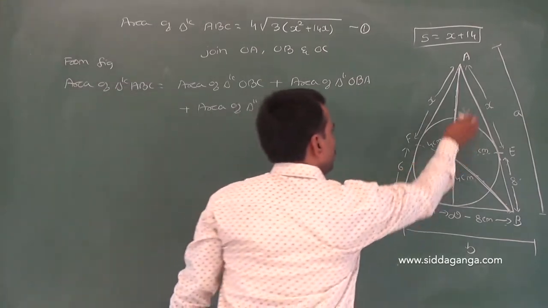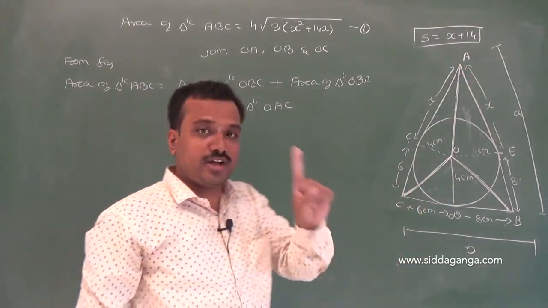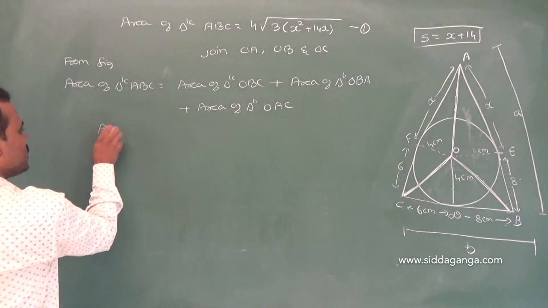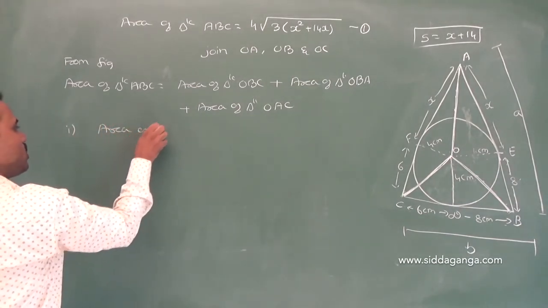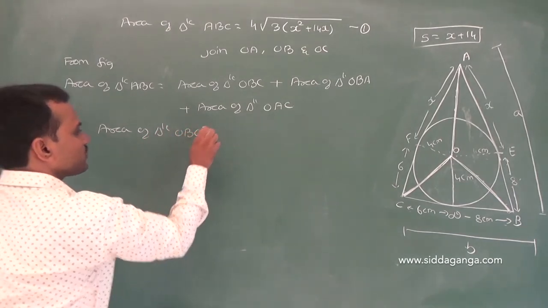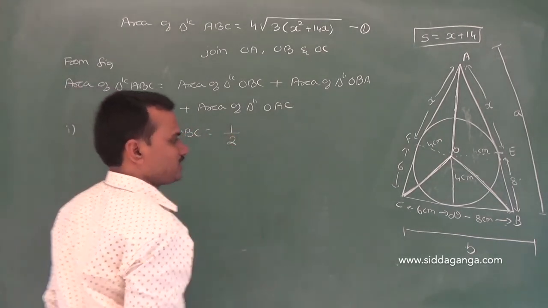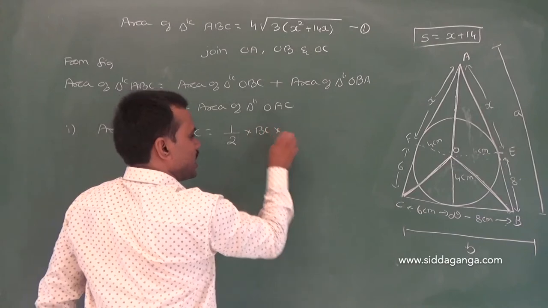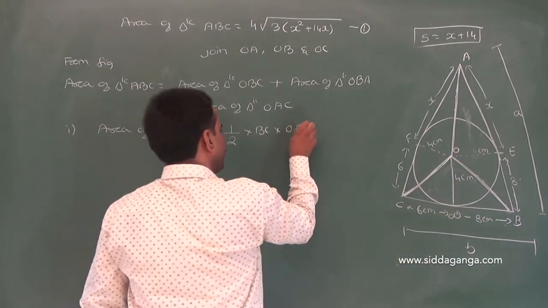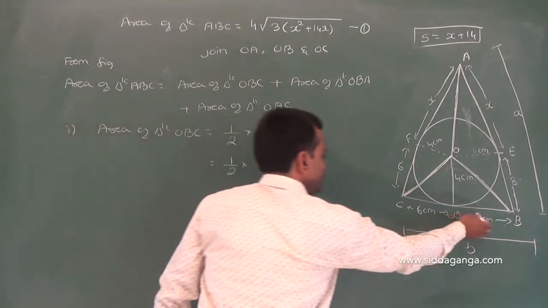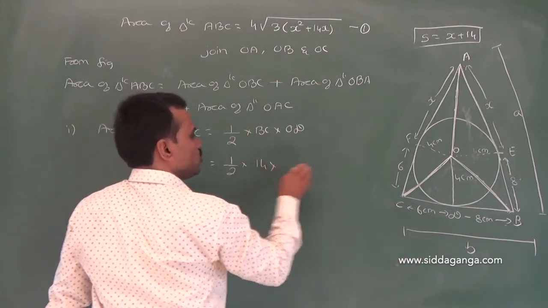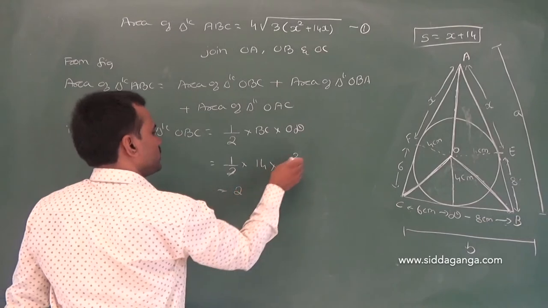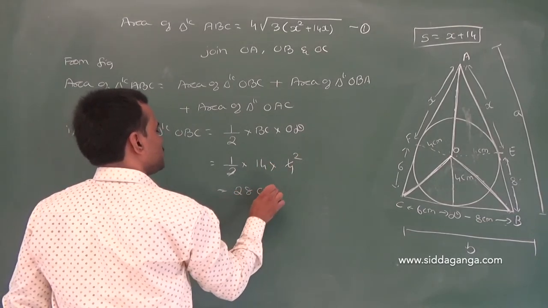OAC. What do we do? We find individually the area of triangle OBC. First one, number one: area of triangle OBC is half into base into height. Base is what? BC. Height is what? OD. Half into BC, 8 plus 6, 14, OD, 4. 2 ones are 2, 2 twos are 4. 28 centimeter square.